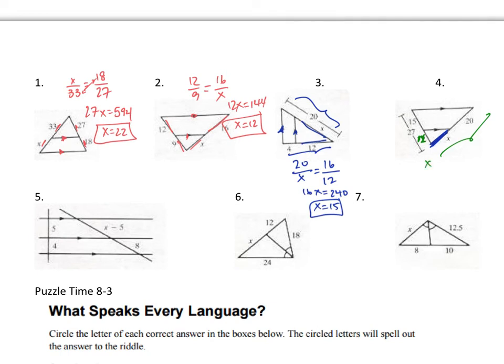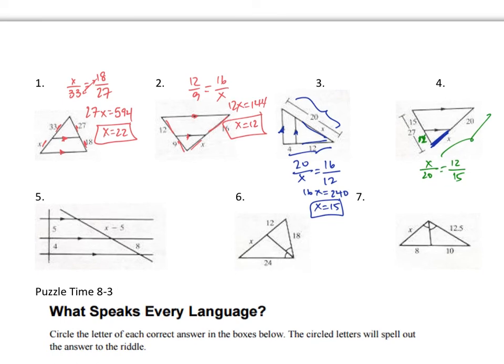So I'll say this piece, x, to this bottom piece, 20, equals this little segment, 12, to that bottom segment, 15. So now let's cross multiply, and I will get 15x equals 20 times the 12 again, which is 240. So then dividing that out, 240 divided by the 15 gives me x is 16. All right, let's see what we got on the next problem.